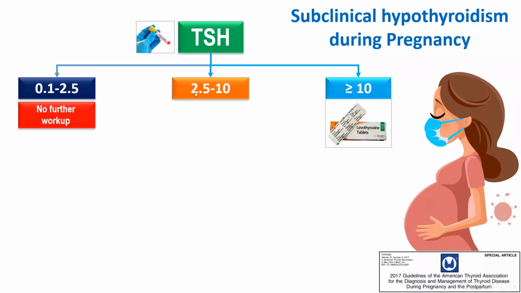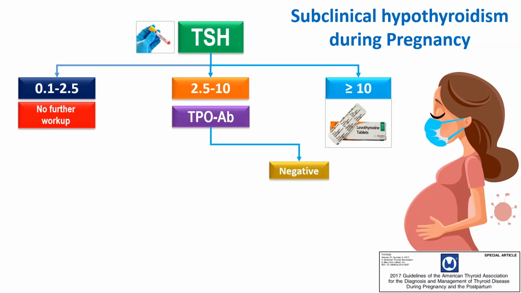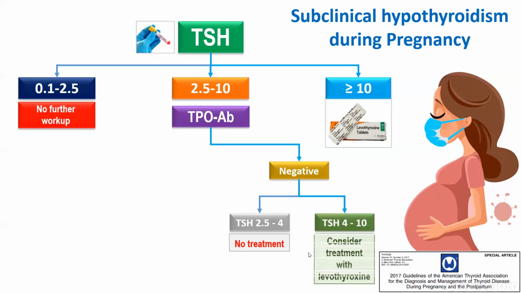If the TSH is between 2.5 and 10, in this situation we should check the thyroid TPO antibody. If it is negative and the TSH is between 2.5 and 4, we should not treat this patient. If the TSH is between 4 and 10, we should consider treatment. There is not very strong evidence to treat, but treatment should be considered if the TSH is between 4 and 10 with negative anti-TPO.